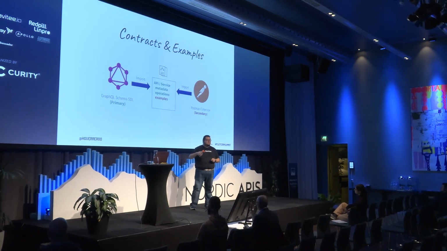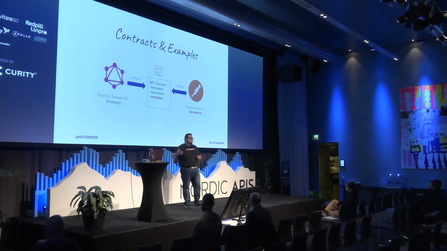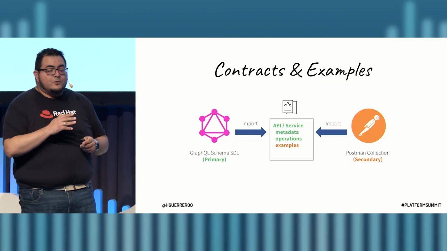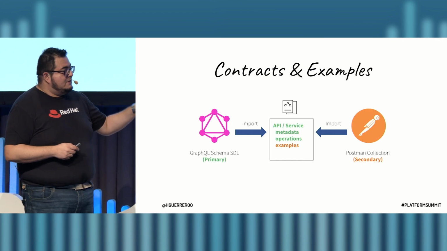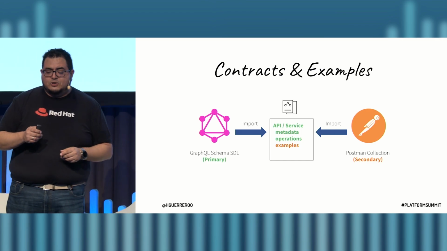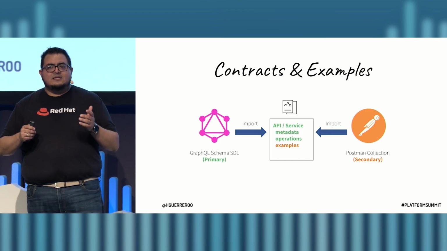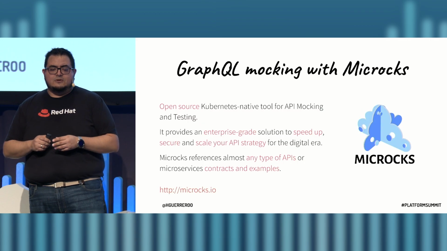In our case, we can use something like Postman to be able to link the schema from my GraphQL queries and mutations, and then being able to show some examples of how the payload looks when you are accessing each one of those queries. So we have our GraphQL schema, and we have Postman as a secondary artifact. And then there's some tooling that can help us work with that.